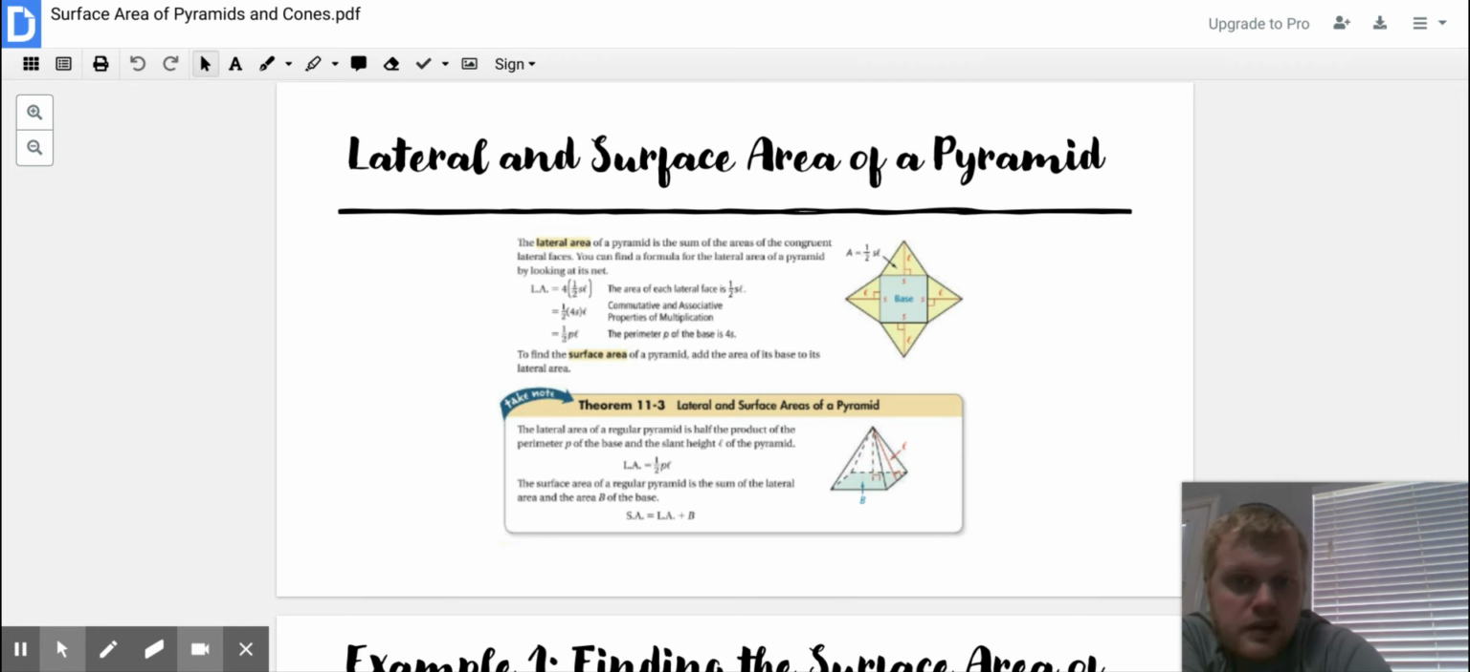Okay, so lateral area is going to be a little bit different as well. With the lateral area of a regular pyramid, it's going to be half the product of the perimeter of the base and the slant height of the pyramid. So again, you need the perimeter and you need the slant height, and then you're going to take half of that. That's how you find the lateral surface area. And then to find the surface area, it's going to be LA plus B, not 2B. That's the difference here. So let's take a look at it here.